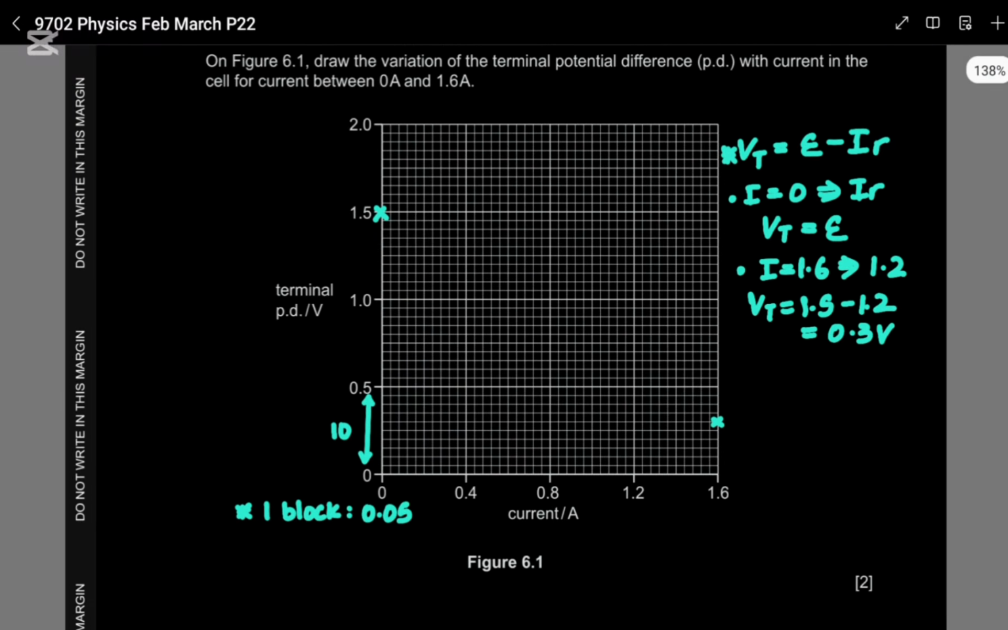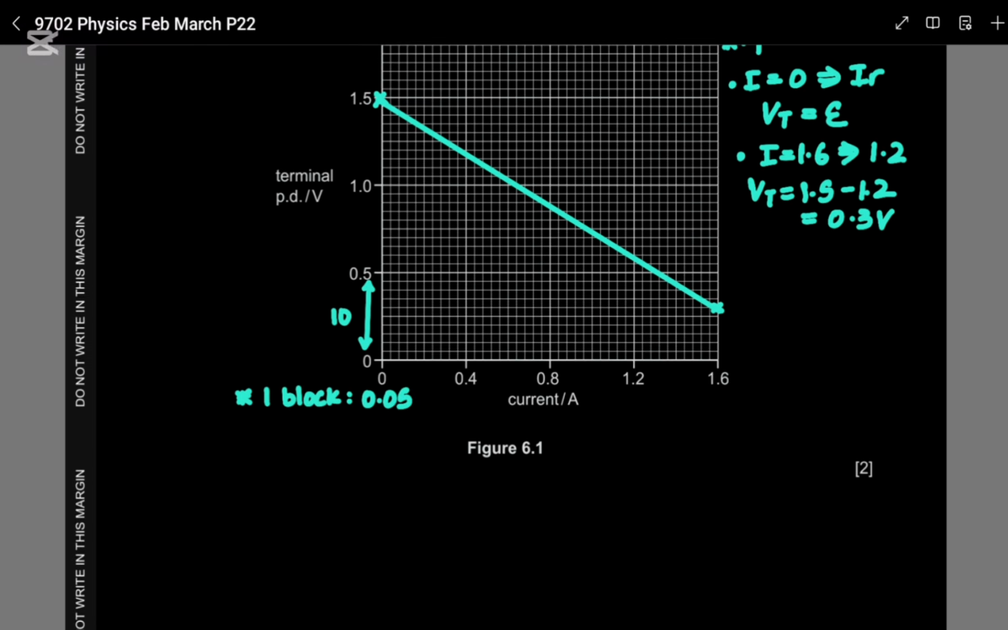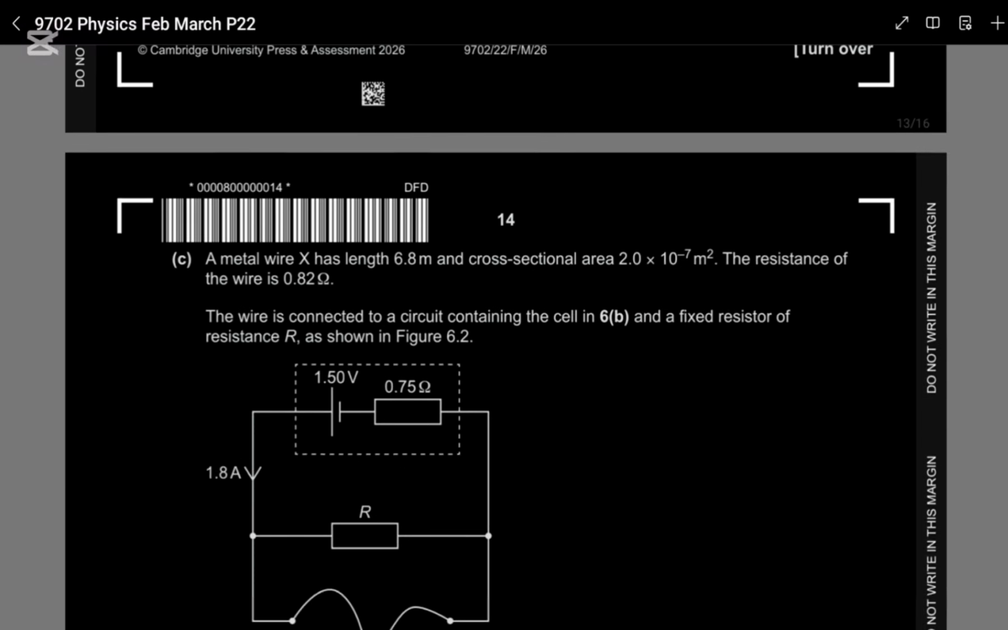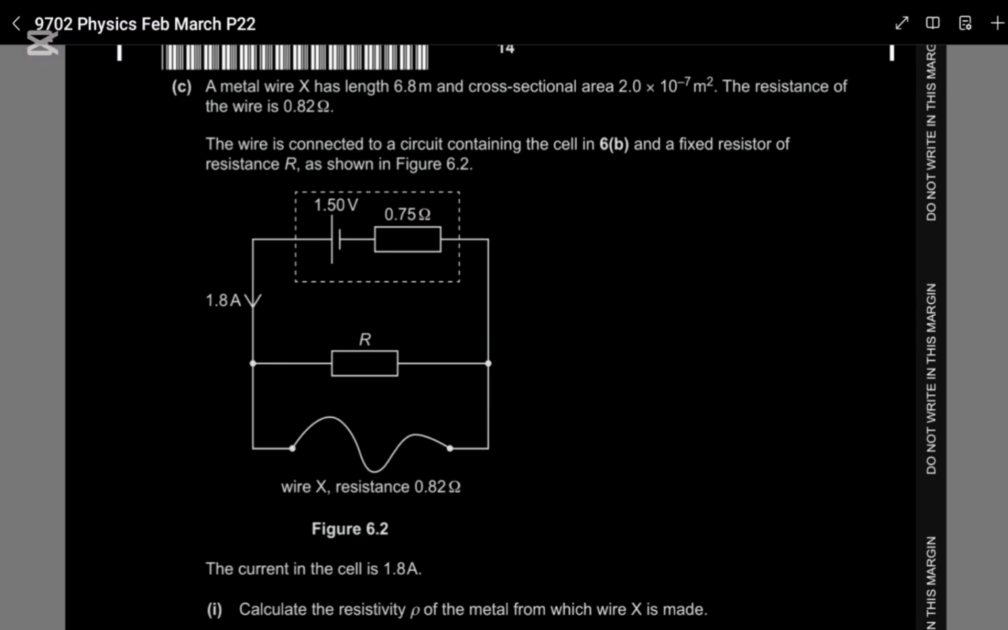From here we just draw a straight line connecting both the points. Now why a straight line, why not curved? That is because of the equation. V terminal is equal to the EMF minus Ir. This is a linear equation, a linear relationship. So that's why it's a straight line. I hope you got that point. Now part C.